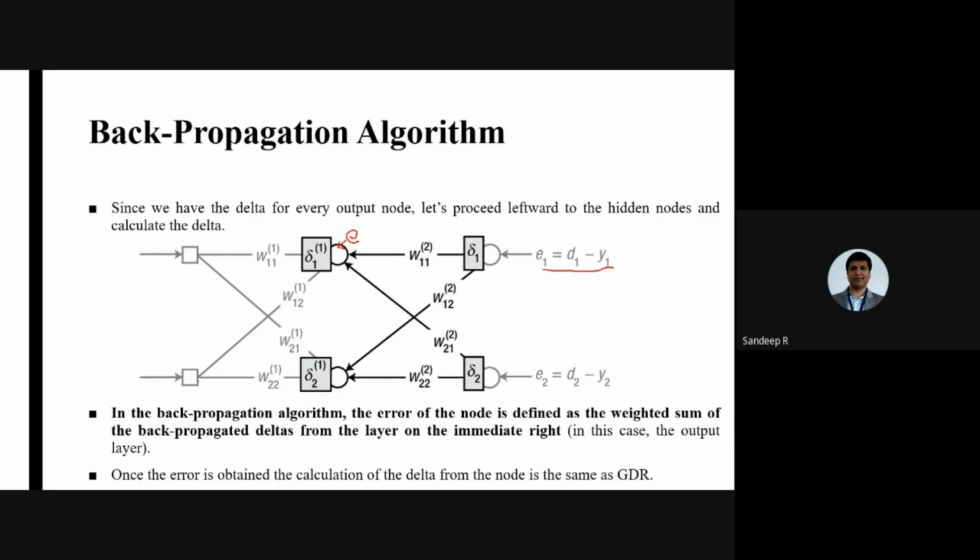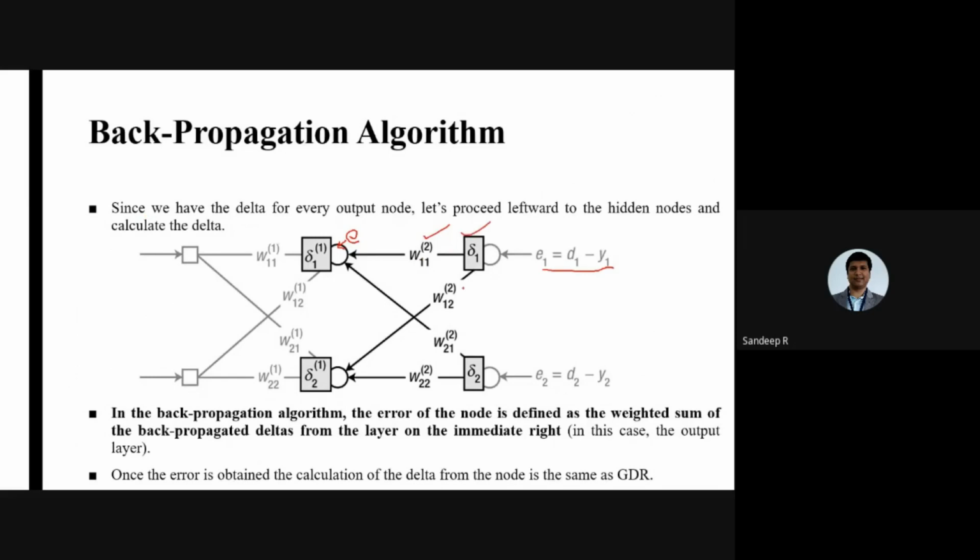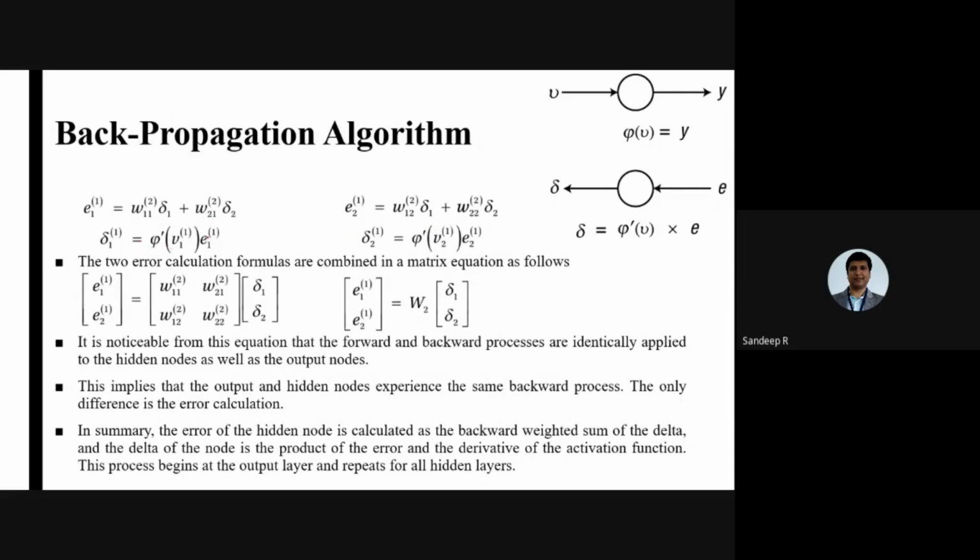Putting everything in matrix notation, whatever I've just told, we get these equations. Error 1 is this into this plus this into this, so we have this equation. Deltas are again the differentiation of the activation function into the error. We have got the error, so we can calculate the deltas. Similarly, we have calculated the error across the first hidden layer, first node and second node. In the forward process, the output is the weighted sum of the inputs through the activation function. In the backward process, the error propagates in the backward direction, and error into the differentiation of the activation function is delta. Representing everything in matrix notation, the error is nothing but the weighted sum of the deltas.